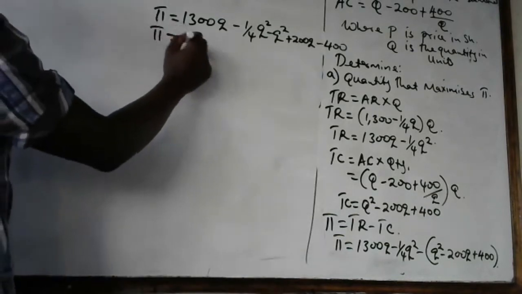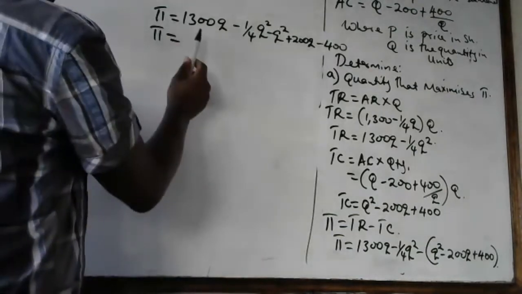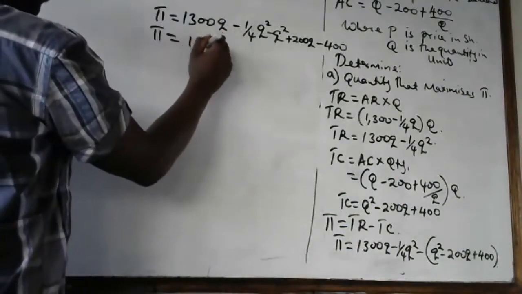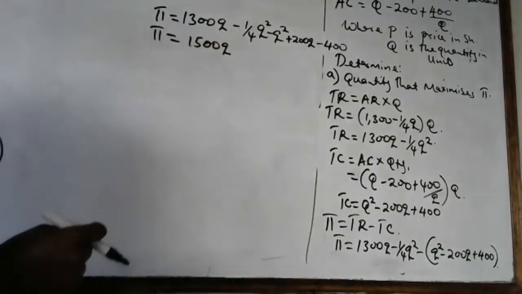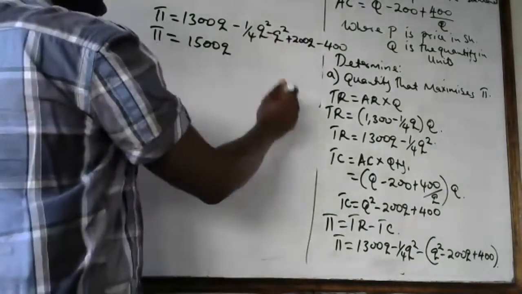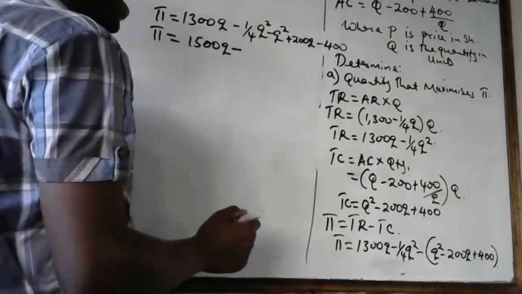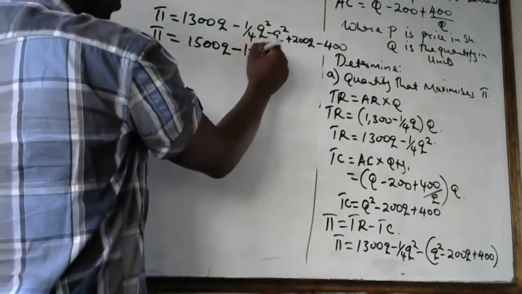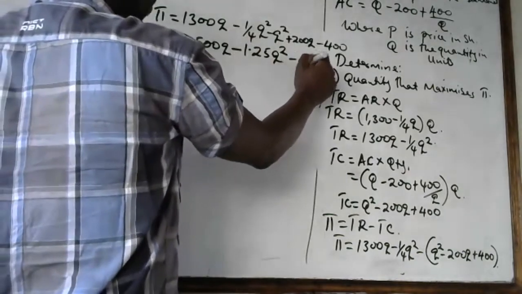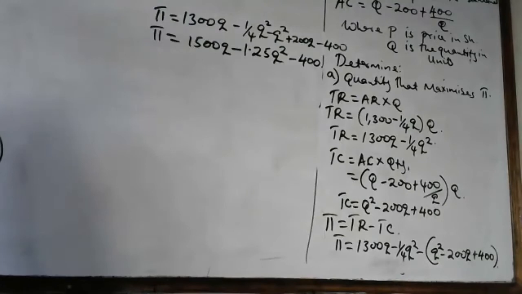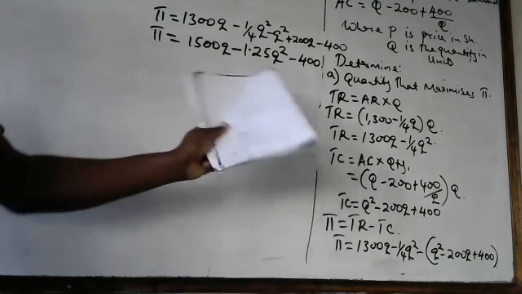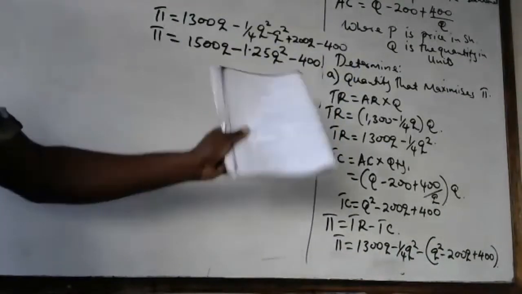So profit will be equal to 1300 Q plus 200 Q, that one will give us 1500 Q. Minus Q squared minus 1/4 Q squared, that is the same as minus 1 1/4, which is the same as 1.25 Q squared, minus 400. That is the profit function after doing TR minus TC, and we put the right terms together. This is what we get.